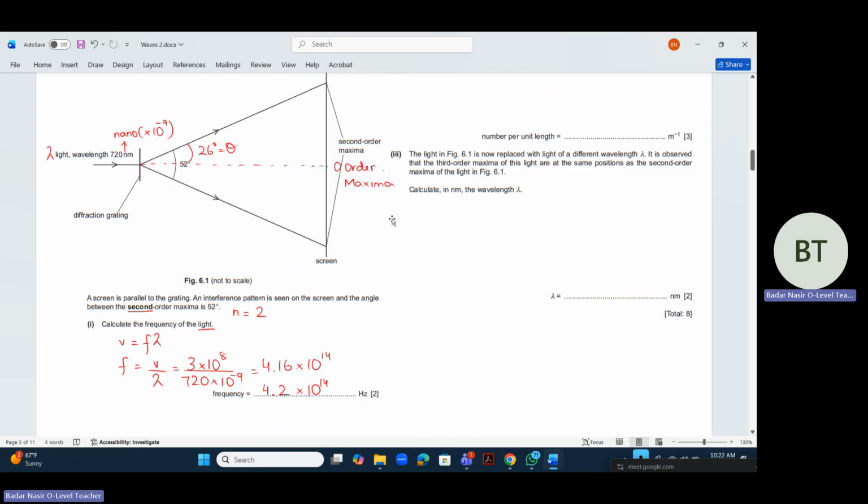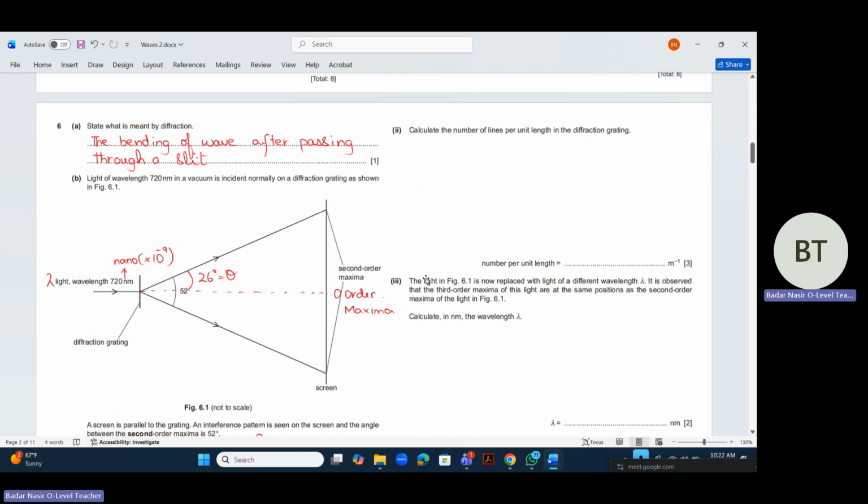ठीक है? Okay. Next up, calculate the number of lines per unit length in the diffraction grating. Okay. Acha, do you remember this formula? n lambda equals a sine theta. Small n stands for the nth order. Lambda stands for the wavelength. A is the slit separation, and theta is the angle at which the wave is diffracted.